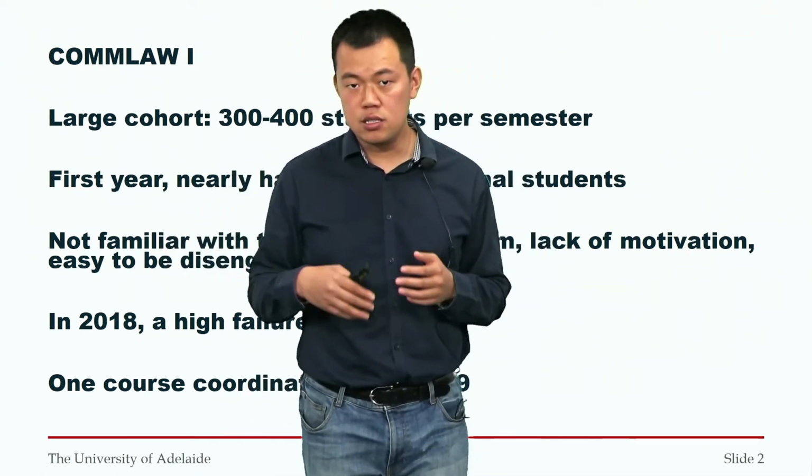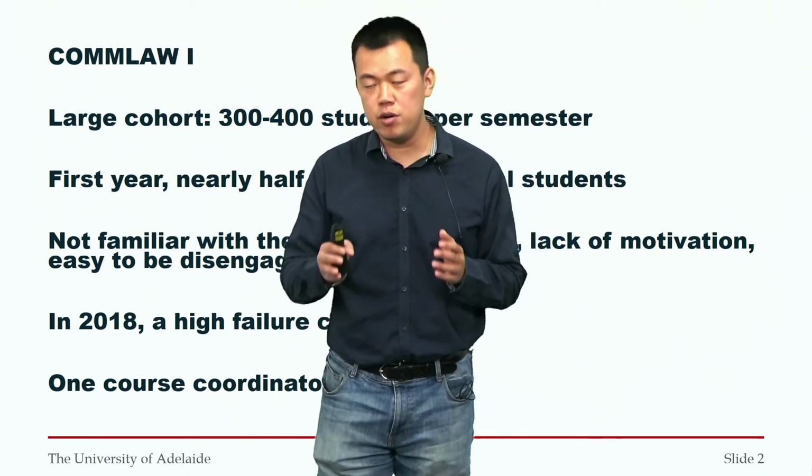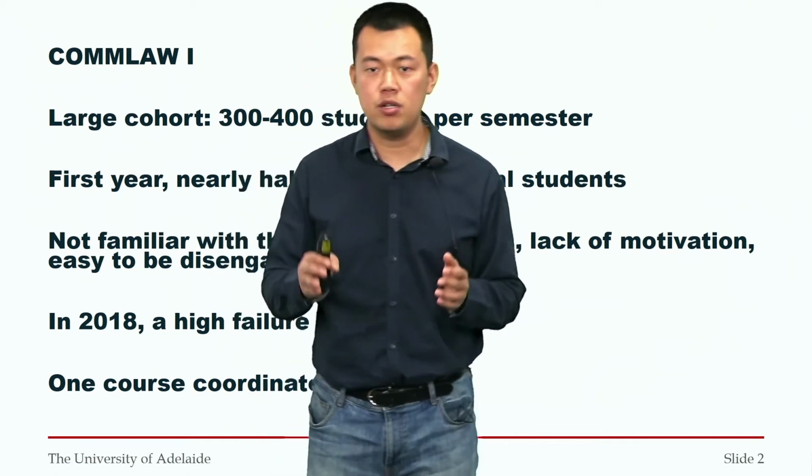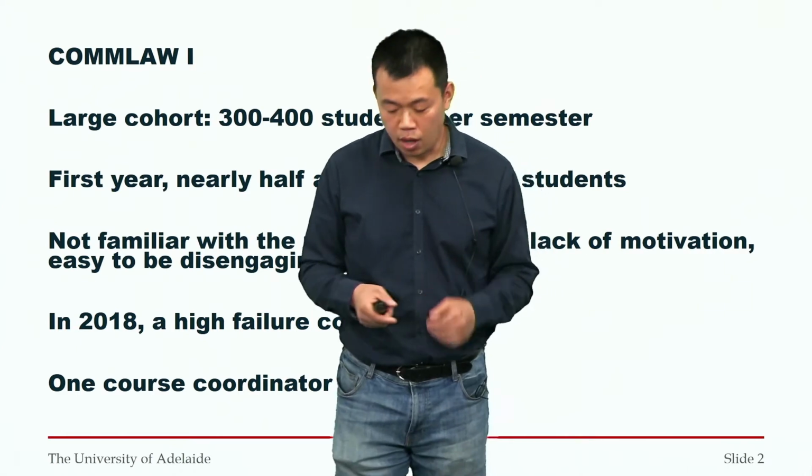In 2018, this course was a high failure course of the university, with a failure rate of about 26-28%. That is above the 20% high failure threshold. In 2019, I became the single course coordinator of this course, and I introduced a number of changes. This is when I was introduced by the Learning and Innovation team of the University of Adelaide to try out OnTask, a new software that helps us as academics to better engage with the students.